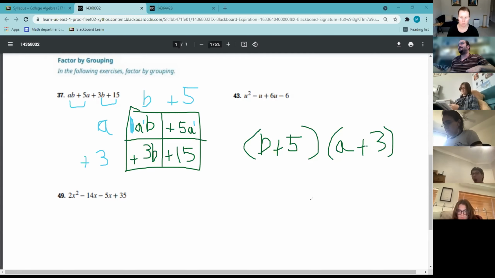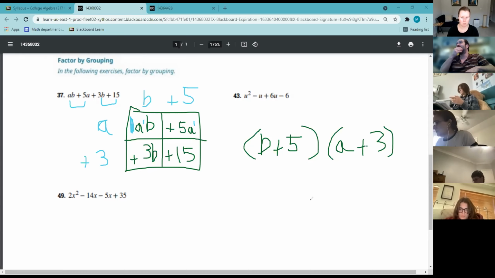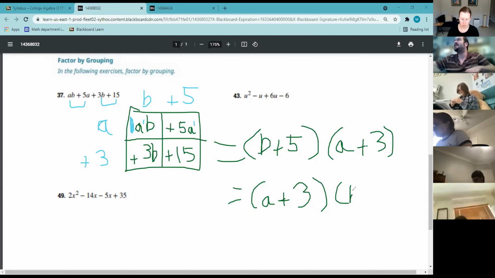Sure. So when I set my equation up, when I'm getting ready to put it into the B plus 5 and A plus 3 form, do I have to do the B plus 5 first? Do I always have to do that parentheses first, depending how you write it? If you get A plus 3, B plus 5, is that what you're asking me? Yes. Does that matter?